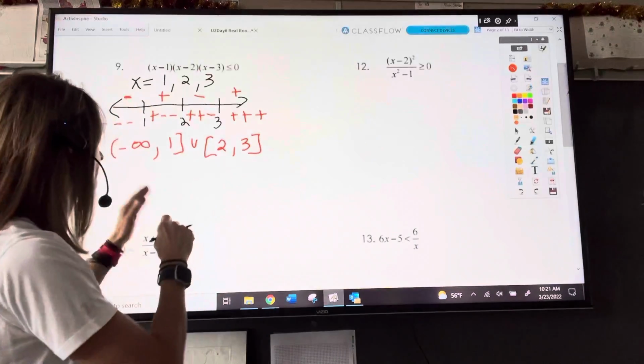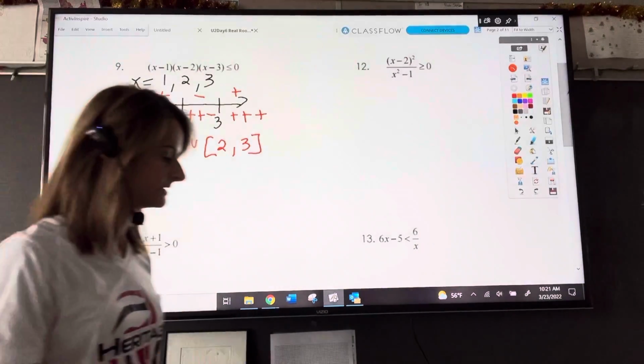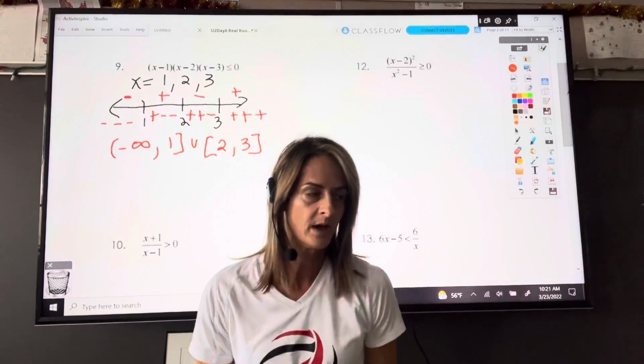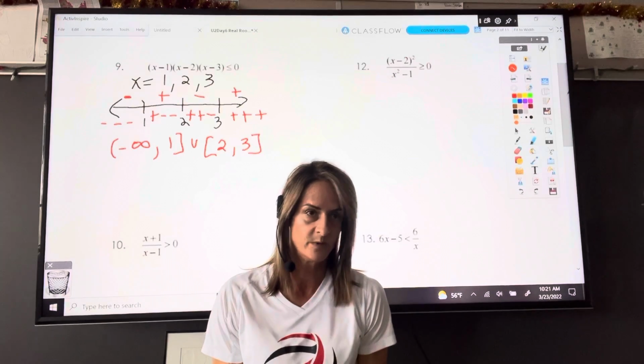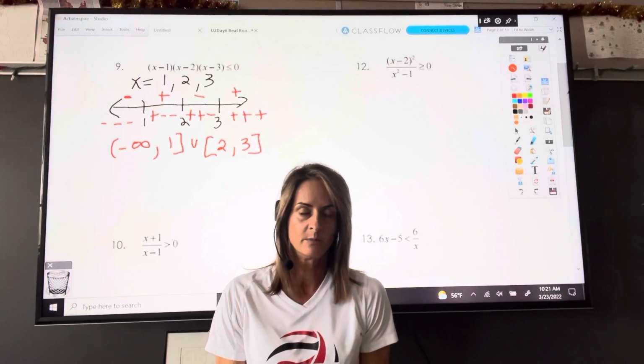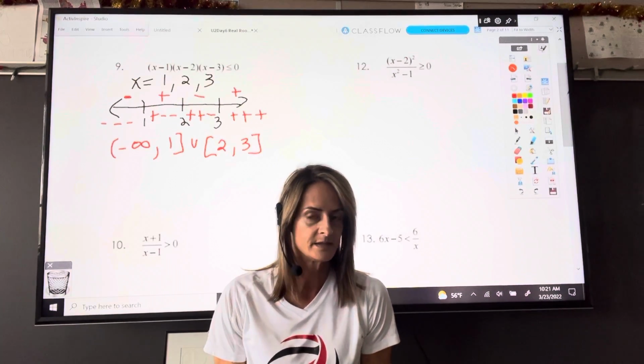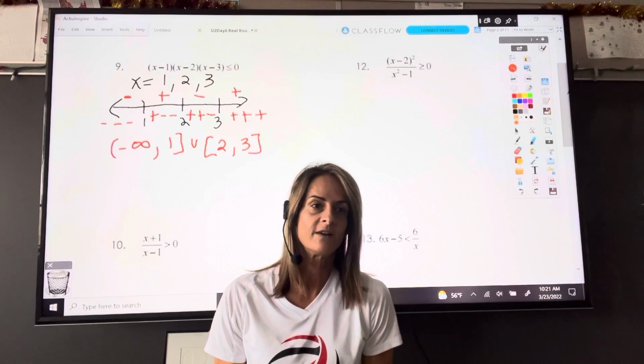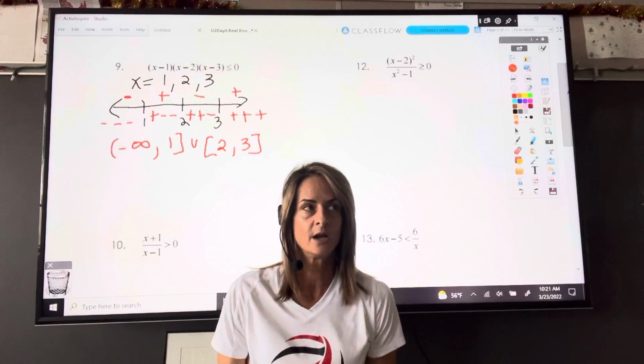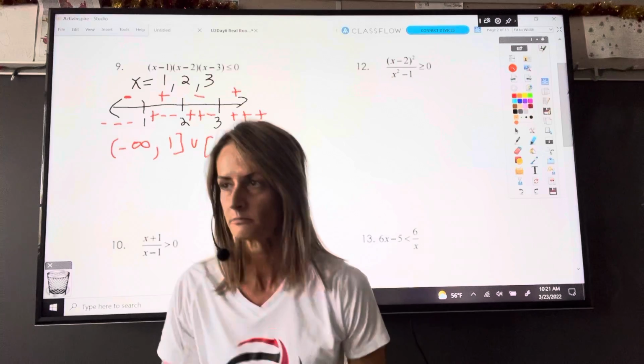We always put the soft parentheses around the infinities because those aren't actual numbers. But if you have soft parentheses around a number like 1, for example, that's not including that value. So when you're graphing inequalities in Algebra 1, that would be like an open dot.